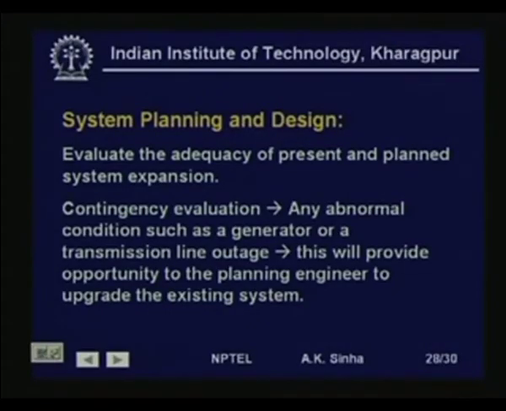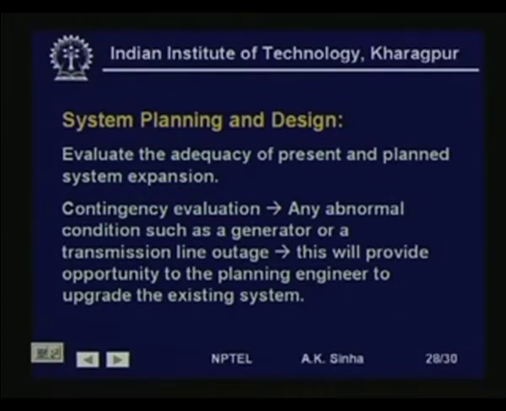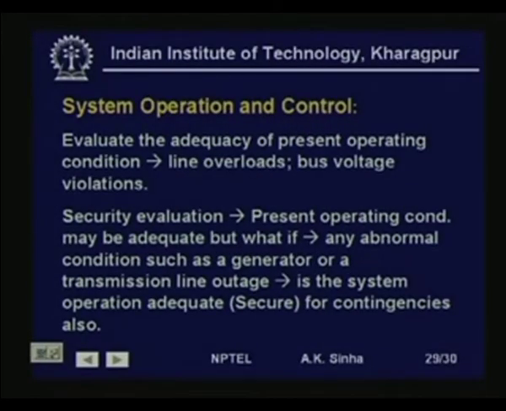So, what happens? This will provide opportunity to the planning engineer to upgrade the existing system. So, that means if we find that due to a load growth or maybe due to our planning we are trying to increase generation in certain part of the system, then we find that some lines are getting overloaded, then we have to plan for upgrading the transmission line in those parts also, so that the overloads do not occur when this new generation comes up. So, this is very useful for studying the system conditions for planning the future.